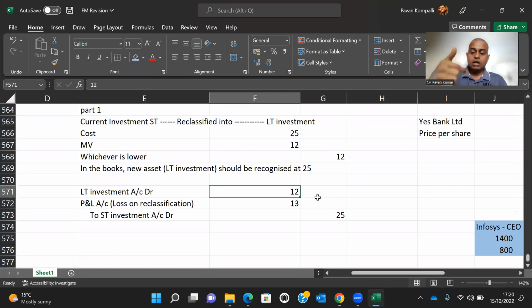Till today, which basket is it in? Short term. First follow that rule. What is that rule? Cost or market value, whichever is lower. Do that. How much? 12. So you bring it to the new basket at 12. But Pavan sir, in the old basket it was 25. Correct. In the new basket it is 12. Correct. 13 loss.